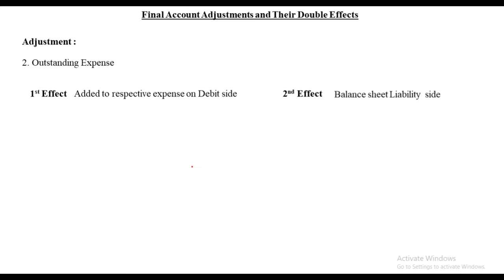Second adjustment. The second adjustment is based on outstanding expenses. Now remember, the very first effect of any outstanding expense will be that it gets added to the respective expense on the debit side. Now the debit side can be either trading or P&L. The second effect of your outstanding expense is that it appears on the liability side of the balance sheet.